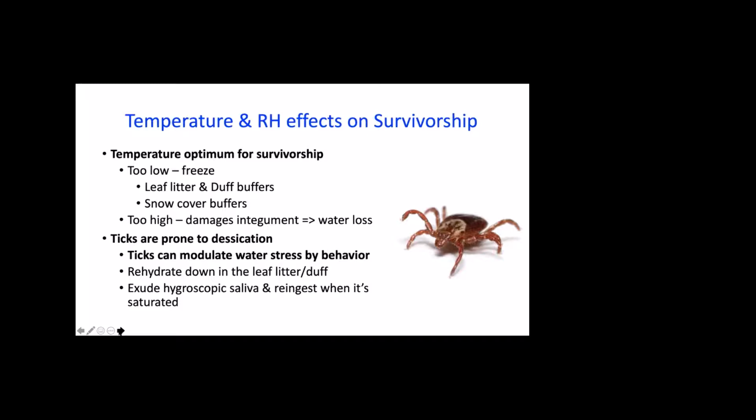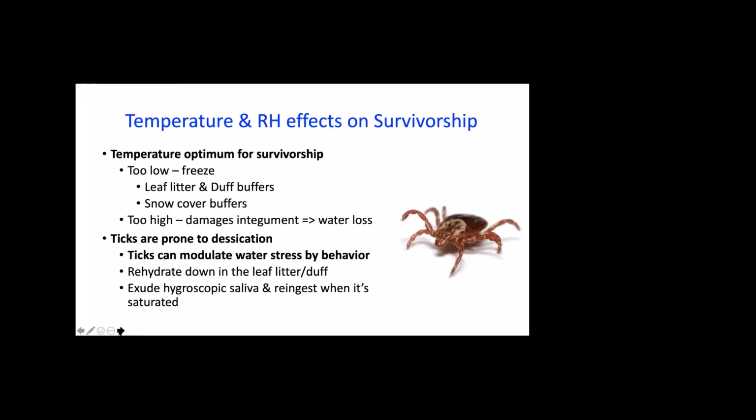At the other end, when the temperature gets really high, I'm sure like many organisms, all of a sudden the enzymes and such don't do as well. They're also going to be burning through their fat reserves a lot more. But when it gets really high, the integument starts to get damaged, and then you'll have water loss. So it really comes down to water loss.